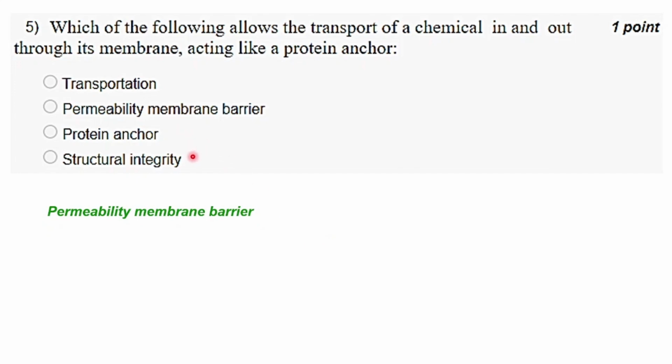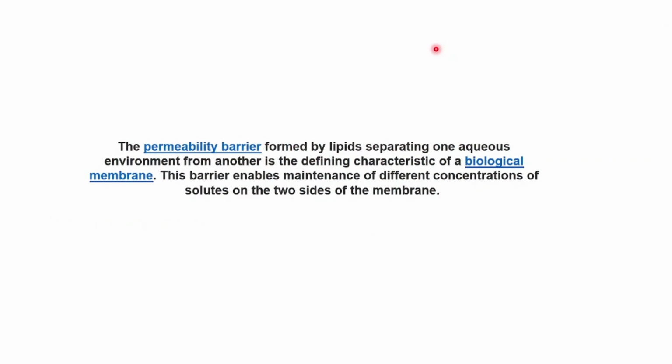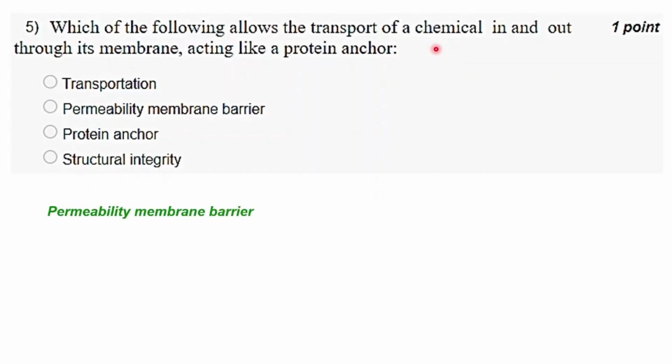The protein anchor and structure and integrity options do not really match quite well. The permeability barrier is formed by lipids separating one aqueous environment from another, and this is one of the very prominent characteristics of biological membranes. This barrier enables maintenance of different concentrations of solutes on two sides of the membrane. Some membranes are selectively permeable, some are semi-permeable, and these help in maintaining the integrity of the cells, and also help in maintaining a balance of the solutes and ions on both sides of the membrane. So this answer will be the permeability membrane barrier.